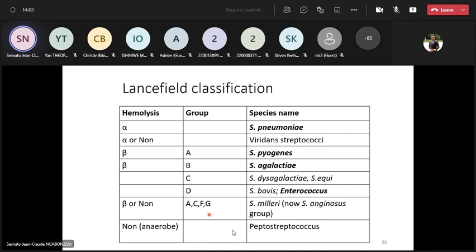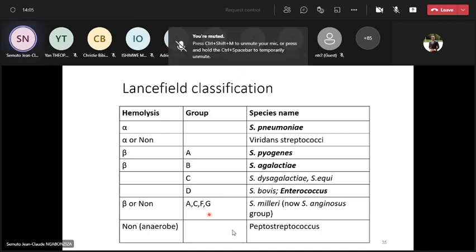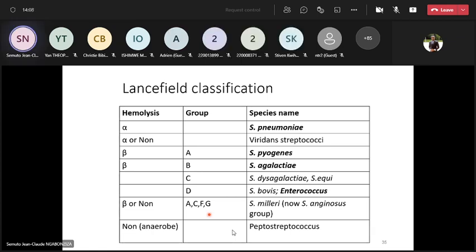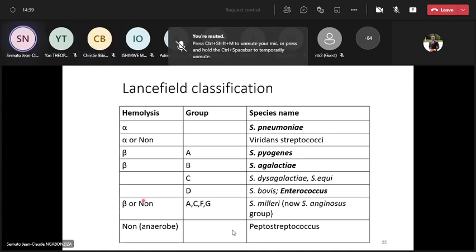Among the beta hemolytic, so we have beta hemolytic, which is A. We have beta hemolytic, which is B. We also have beta or non, which is in C, F, and so on. What makes the difference between this and this and this? Is that your question? Yes. Anyone can answer?